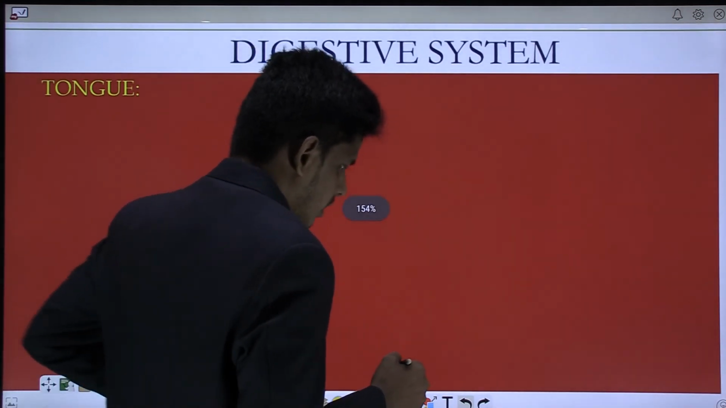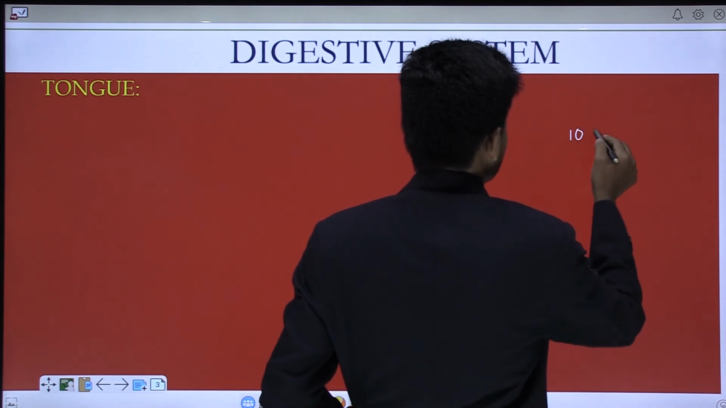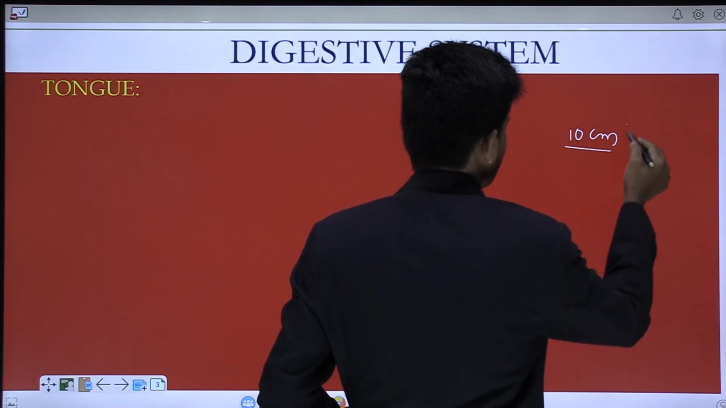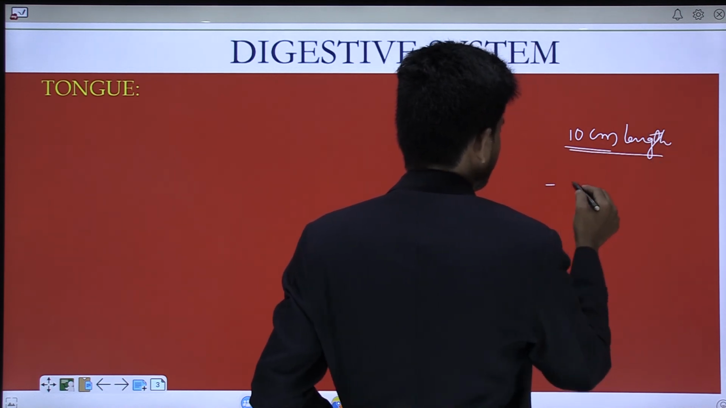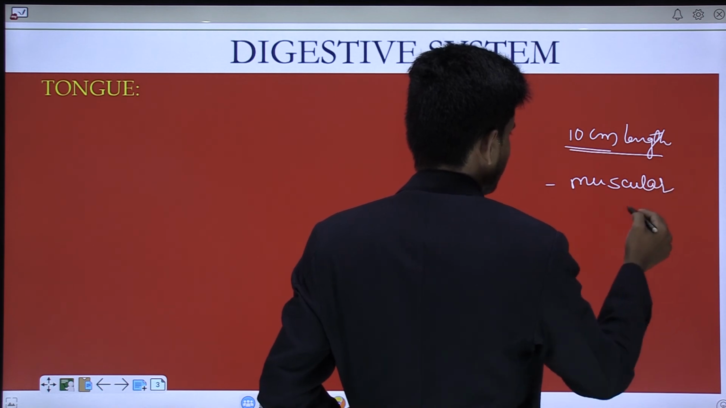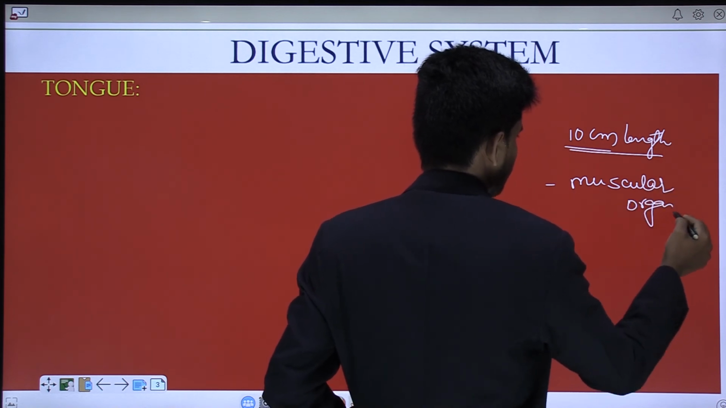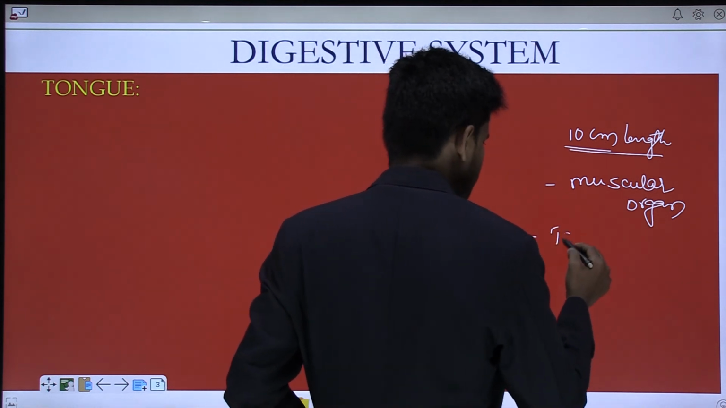Yes. The human tongue is about 10 centimeters in length. It is a muscular organ, and it is useful for tasting food materials.